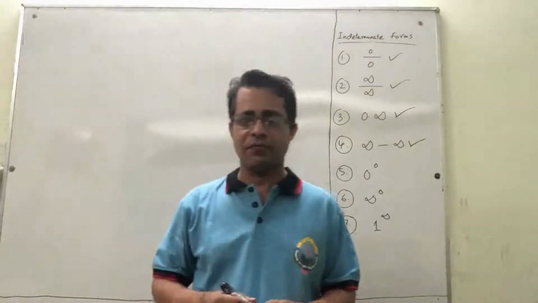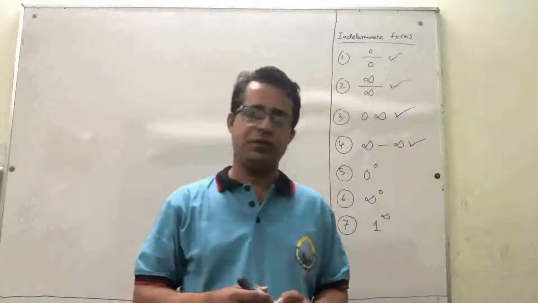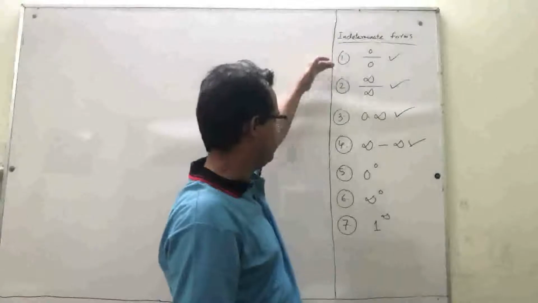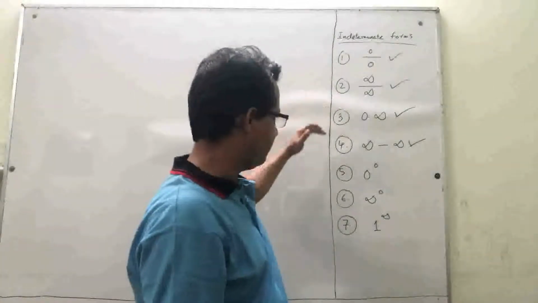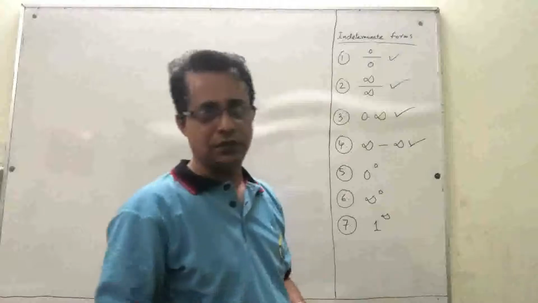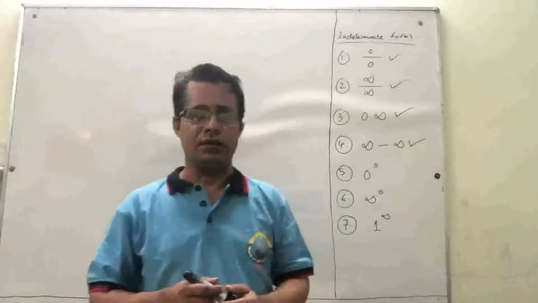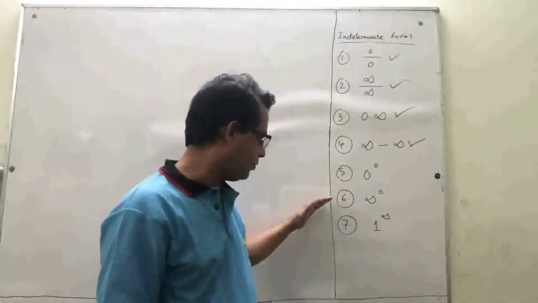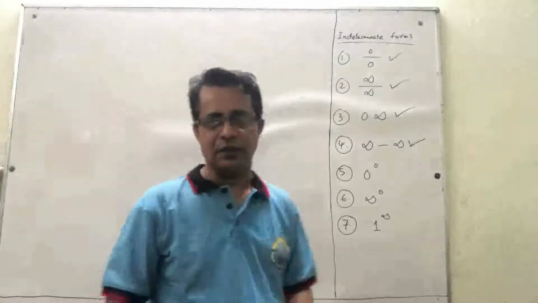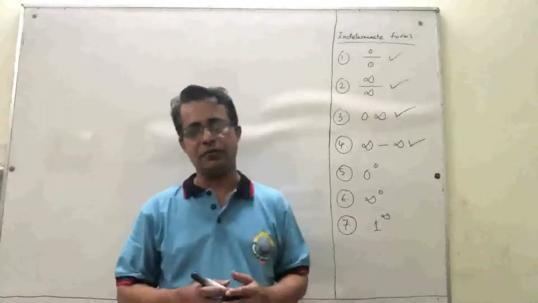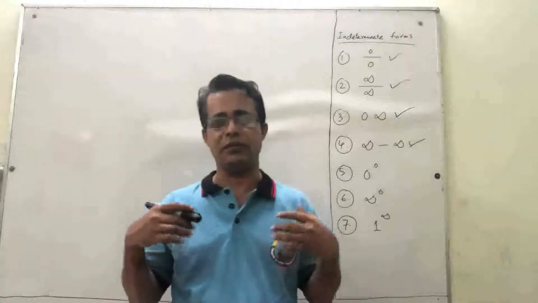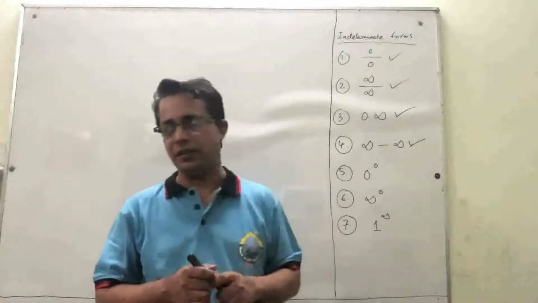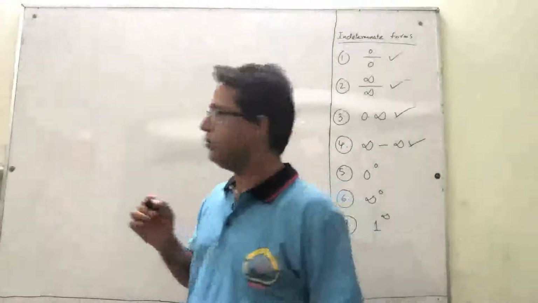Welcome dear students. In the previous videos we discussed the indeterminate forms 0 by 0, infinity by infinity, 0 into infinity, infinity minus infinity. Today we discuss another indeterminate form, that is 0 to the power 0, infinity to the power 0, 1 to the power infinity. For understanding this indeterminate form, and how to remove this indeterminate form from a limit, we take an example.